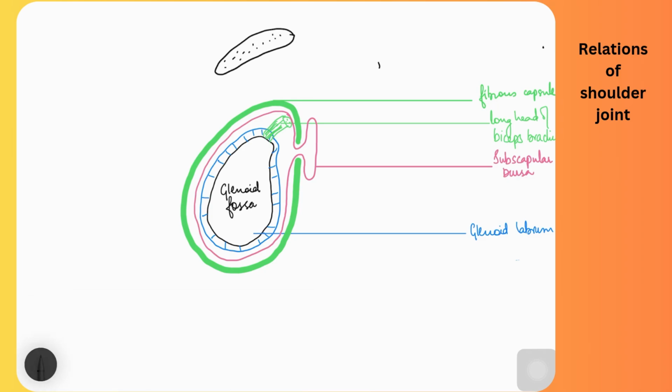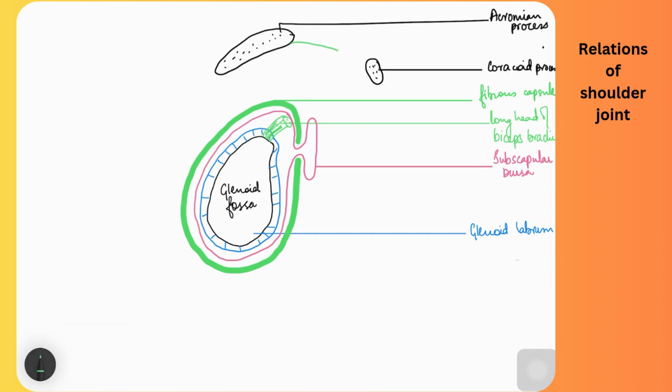Now, superiorly we draw the acromial process and the coracoid process, which are joined by the coracoacromial ligament, and together they form the coracoacromial arch.